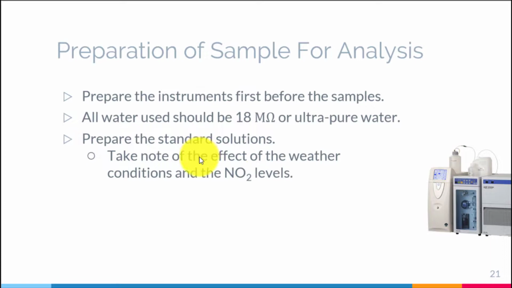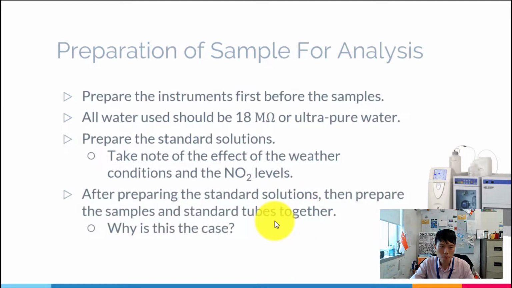Take note of the effect of the weather conditions and the NO2 level when you prepare the solutions. When you have cool, windy weather, you have a low NO2 level because you have more wind. Hot and still weather will generate more NO2. So think of how to mitigate this, the range of standards, and the weather conditions. Take note of this very subtle thing of weather. Is it cloudy? Is it storming? Is it raining?